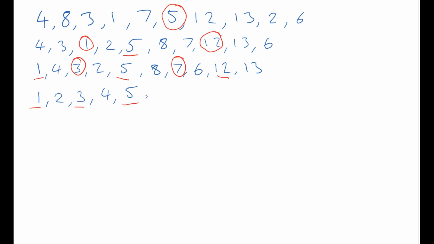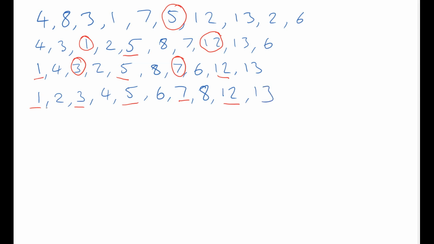With my next list, all the numbers smaller than the 7 in that sublist, that's just a 6. Then I write down my pivot, 7, and then all the numbers larger than the 7, that's an 8. And then I've got my 12, which has already been a pivot, and I have my 13 still.